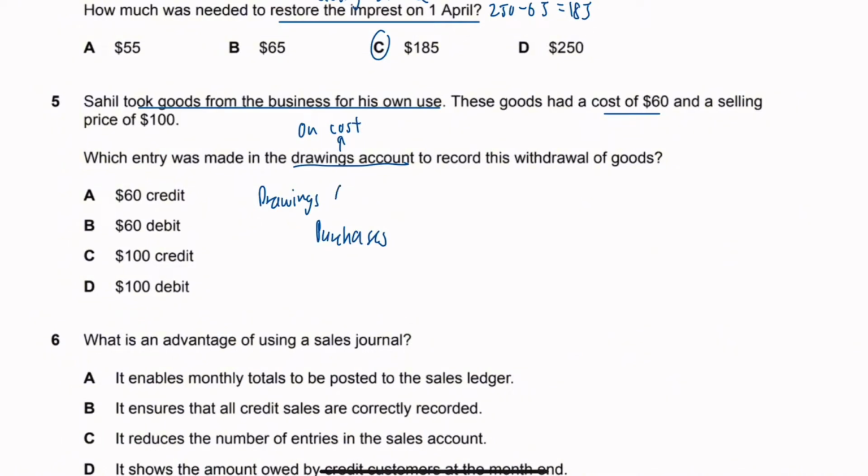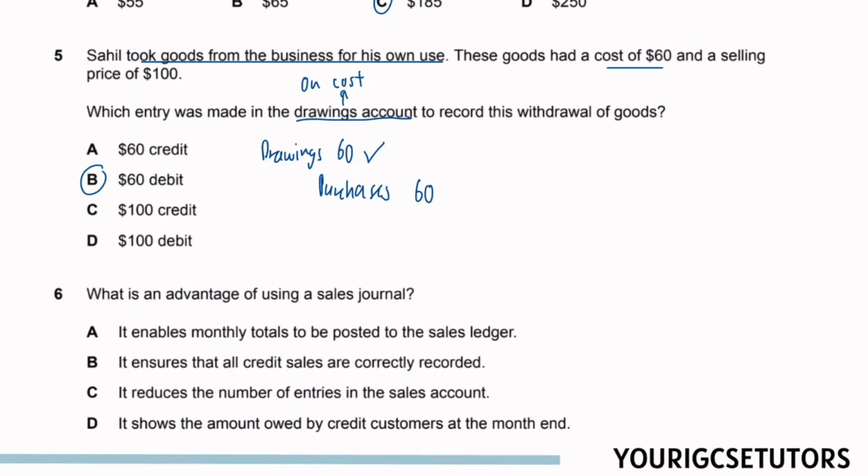So the amount is 60 and 60, so the answer is this, debit drawings. So the answer is B. Question 6. What is an advantage of using a sales journal? So sales journal, the total is posted to the sales account, okay?